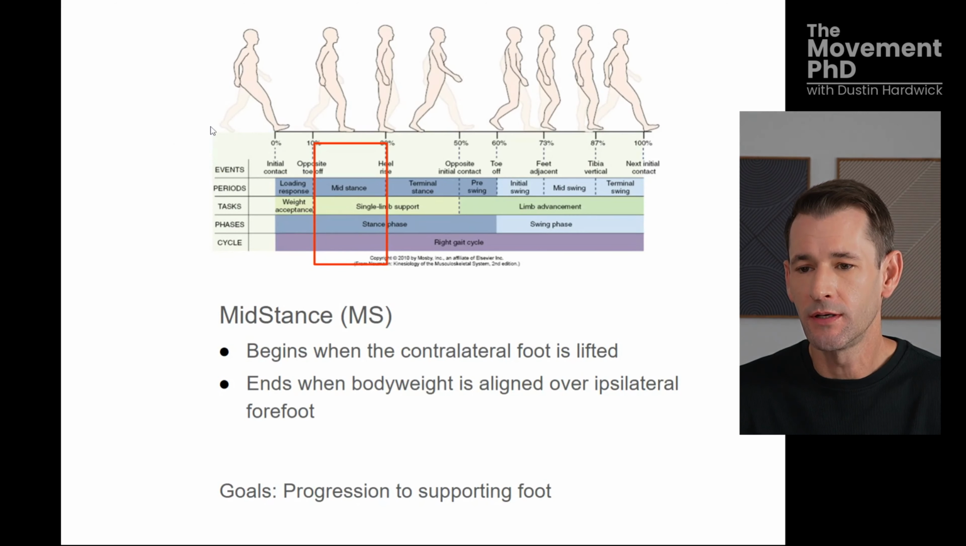The next period of the gait cycle is mid-stance. It begins when the contralateral foot is lifted, so in this example, when the left foot comes off the ground, and it ends when the body weight is aligned over the right foot. So ipsilateral just means on the same side. Our side is the right foot, so it ends when the body weight is aligned over the right foot. Mid-stance is there to progress the body to that limb.